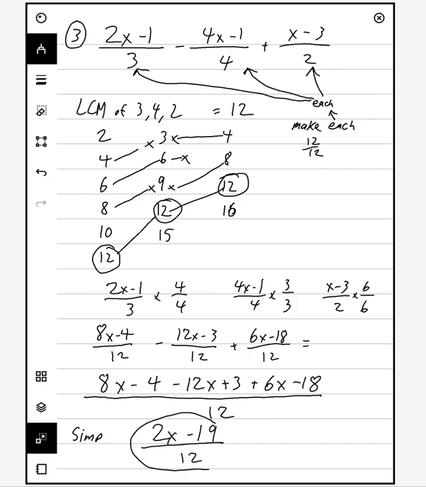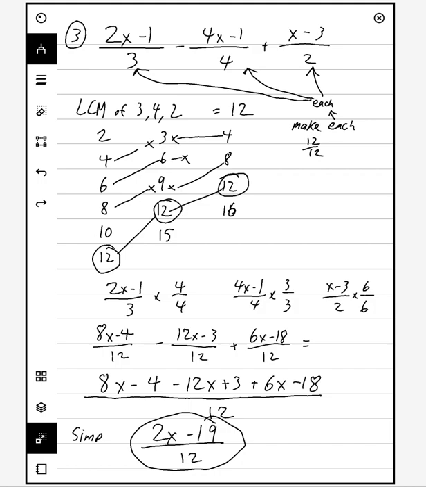Ta-da! That's our answer. So the general idea is in order to subtract and add these things, we need to make sure that the bottom is the same. Because if they're not the same, then we can't combine them. We can't make that bridge between them. So we need to figure out the lowest common multiple between these three, and then multiply each of them so that they're over 12, the same lowest common multiple.